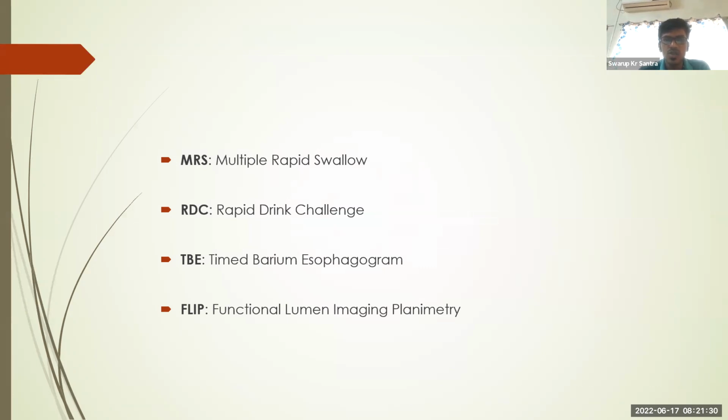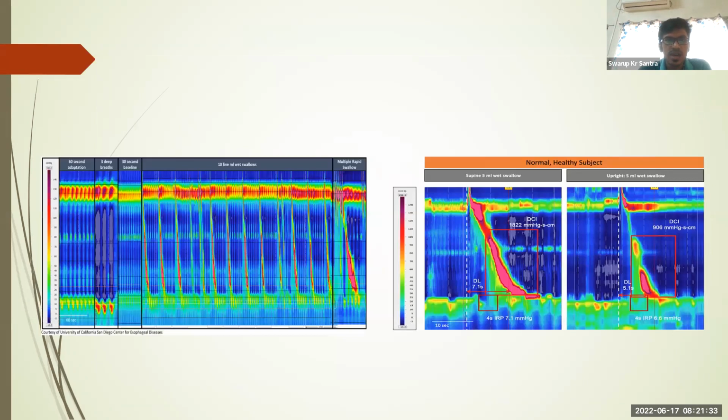Sir, these are just the terms: multiple rapid swallow, rapid drink challenge, timed barium esophagogram, and functional lumen imaging planimetry. And these are the pictures with 10 wet swallows and multiple rapid swallow, along with the supine and upright position changes in manometry.